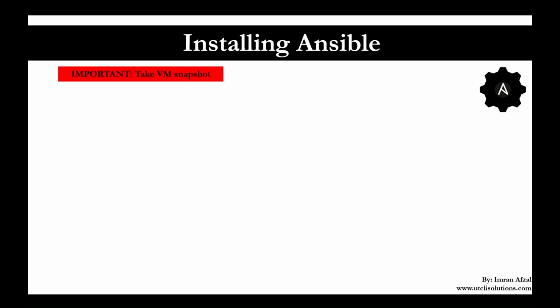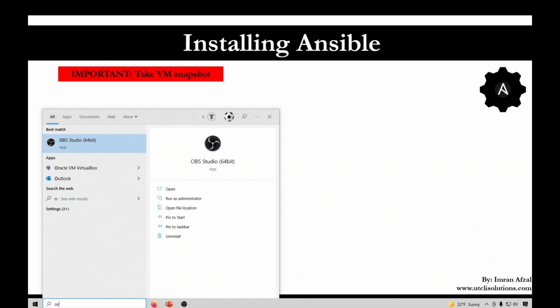All right, so one important thing before you go ahead and install Ansible is that I want you to take a VM snapshot. This will allow you to revert back to the VM's original state from when you took the snapshot, in case you make a mistake or do some kind of misconfiguration on your Linux operating system. All right, so go to our Oracle VirtualBox.